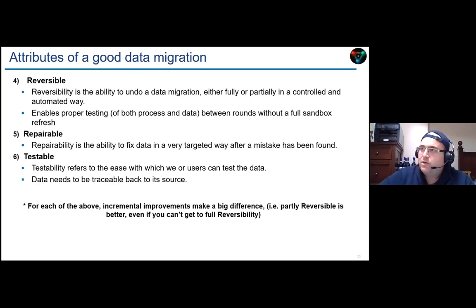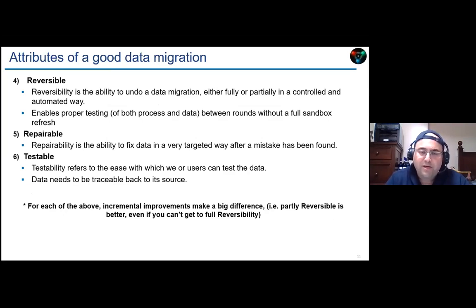Okay. Next up is reversible. Reversible is the ability to undo a migration, either partially or wholly, and in a controlled and automated way, right? So I migrated data. I want to run the next round, even if no defects were found.